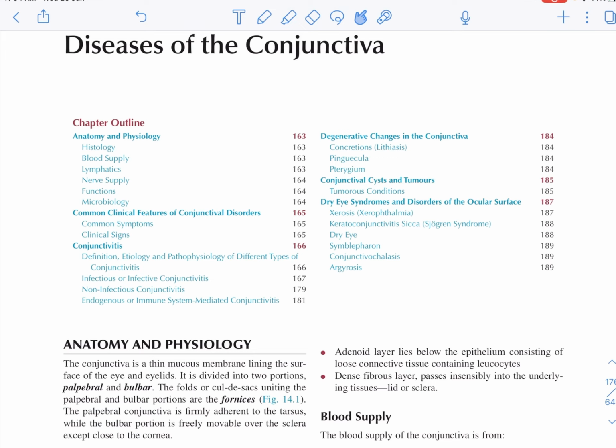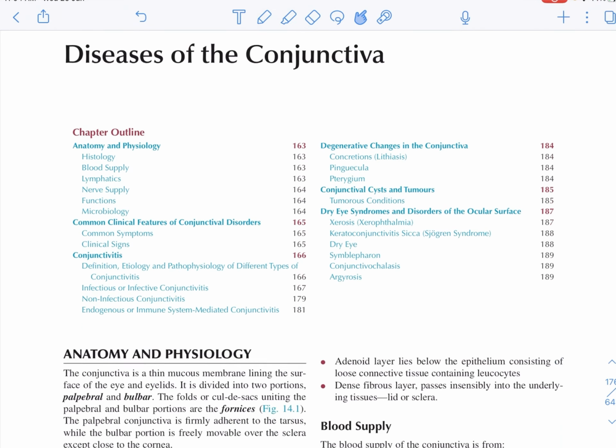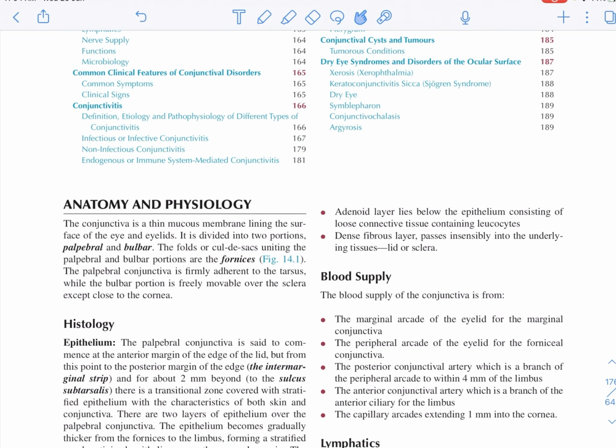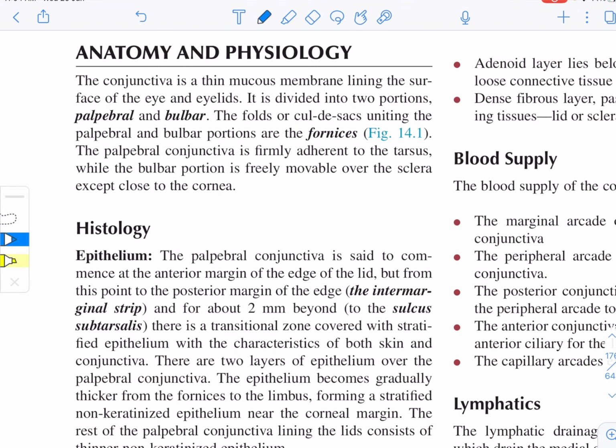Hi, today we are going to start the diseases of conjunctiva from Parsons. Let's start with the anatomy and physiology of the conjunctiva. The conjunctiva is a thin mucous membrane lining the surface of the eye and eyelids.